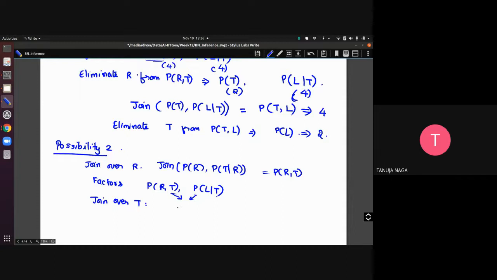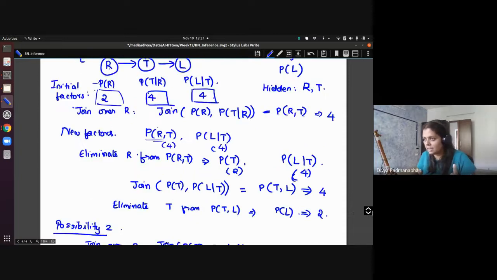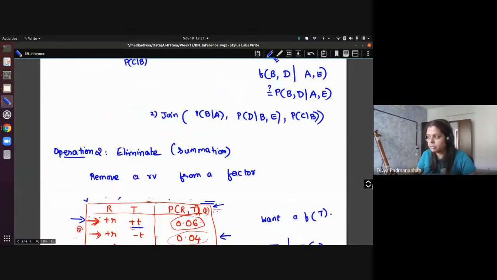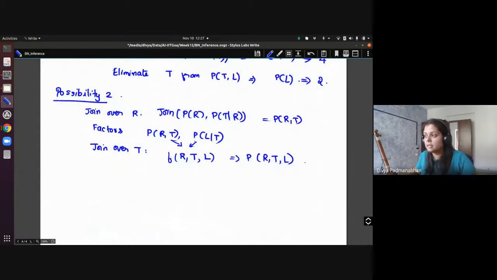The joint of R, T and L. So P of R, comma, T, comma, L. This is a factor, and in this case it's actually a probability itself, the probability of RTL. We saw why that is the case yesterday. This is the joint, and it has about 8 entries, all possible values of R, T and L.